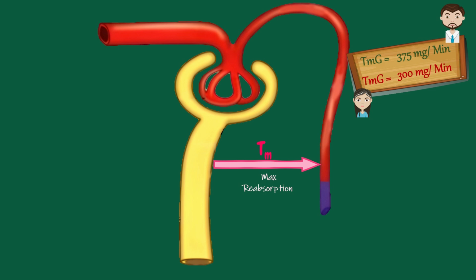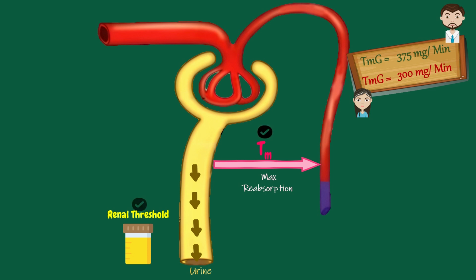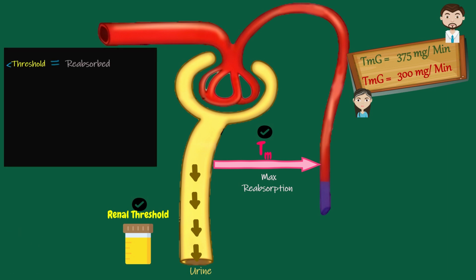Now, let's discuss the threshold level in plasma for substances having TM value. Renal threshold is the plasma concentration at which a substance appears in urine. Every substance having TM value has also a threshold level in plasma or blood. Below that threshold level, the substance is completely reabsorbed and does not appear in urine. When the concentration of that substance reaches the threshold, the excess amount is not reabsorbed, and so it appears in urine. This level is called the renal threshold of that substance.